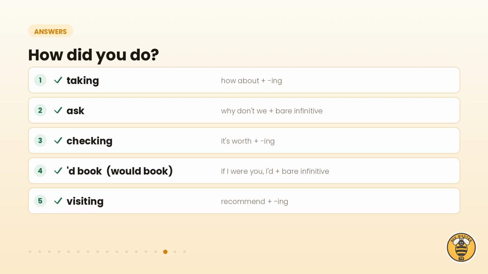Here are the answers. Number 1, how about taking the earlier train? How about plus the ing form. Number 2, why don't we ask at reception? Bare infinitive. Number 3, it's worth checking the opening hours. Ing form again. Number 4, if I were you, I'd book now. That would book, bare infinitive after would. And number 5, I recommend visiting in spring. Recommend plus the ing form.